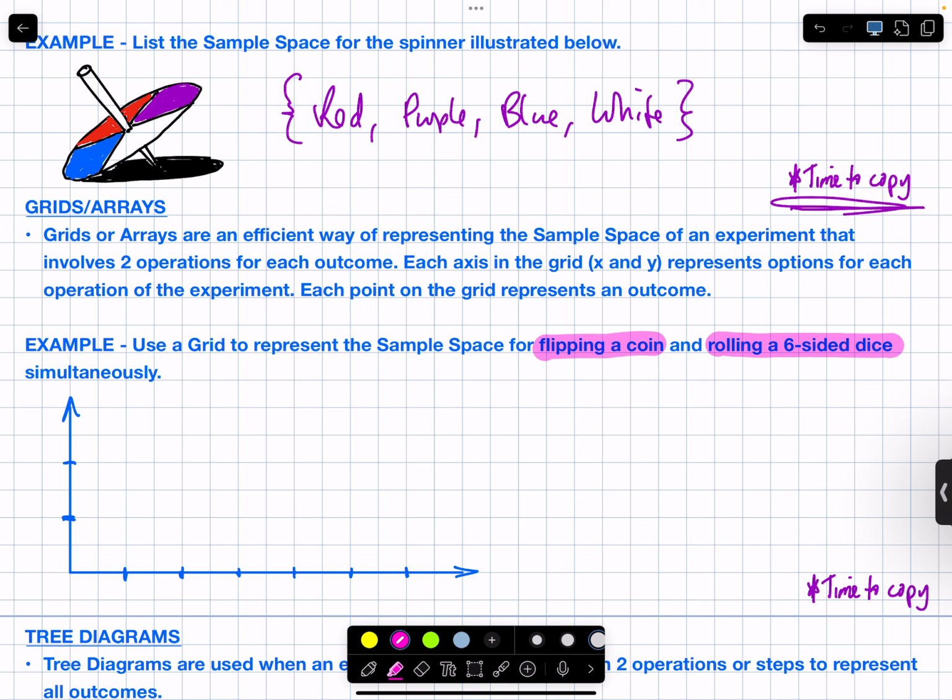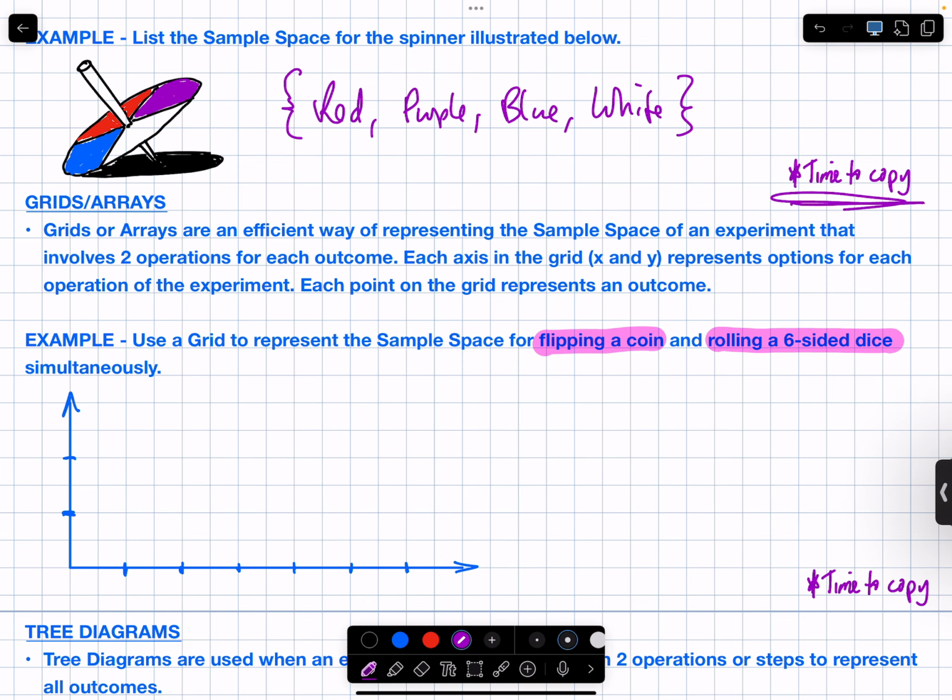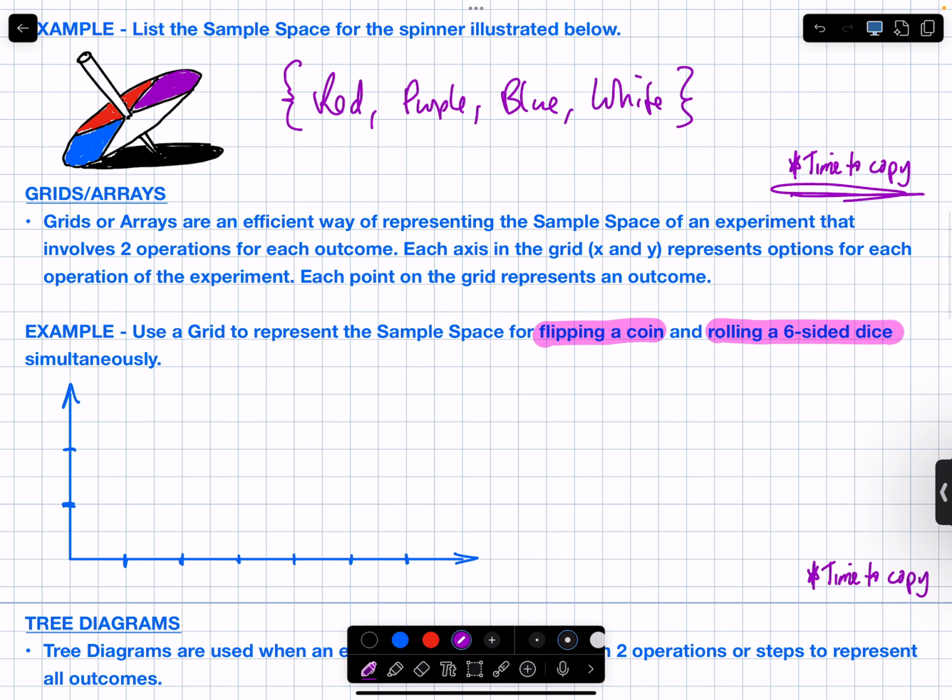So we'll show how that works for this example where you are flipping a coin and rolling a 6-sided dice. Which of these axes do you think would fit the 6-sided dice? The bottom one or the vertical one? The bottom one. Why? Because it's 6 points. Good. So the axes represent the possible options for that aspect of the experiment. With a dice, you roll a 1, 2, 3, 4, 5, or a 6. What's the other aspect of the experiment? Now that we've dealt with a dice, what's the other aspect? Coin? What are the options for flipping a coin? Good. So we've done the axes.